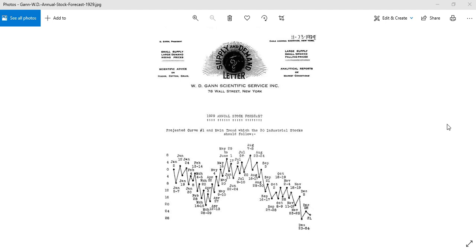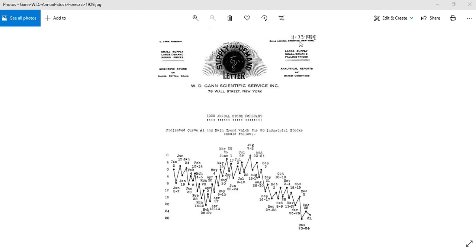So, these forecasts are based on WD Gann's time cycles. If you don't know who WD Gann is, there is a lot of information available on the internet. You can just Google WD Gann and you will see a lot of information. What WD Gann used to do is forecast when the highs and lows will happen in any particular market.